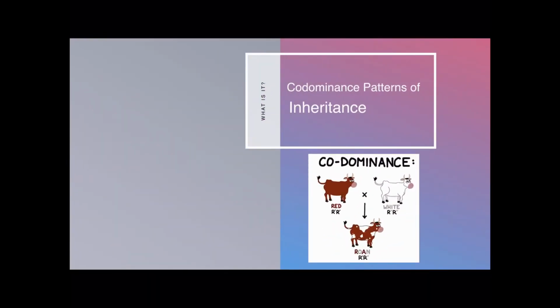Codominance patterns of inheritance. What is it? Codominance means that when the alleles from both parents are given to the offspring, they are both shown through as a blend of the two alleles.